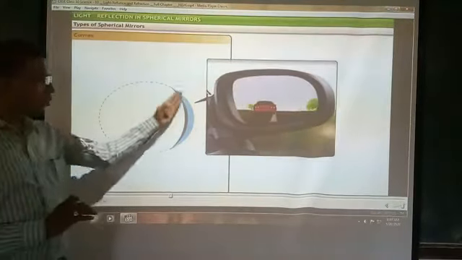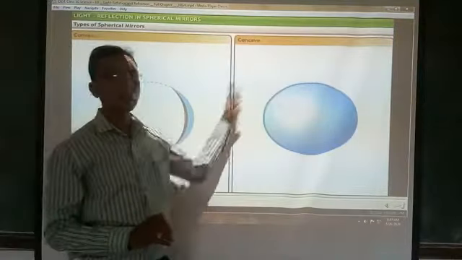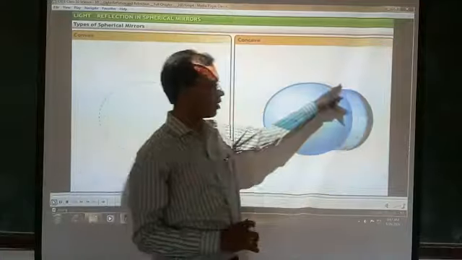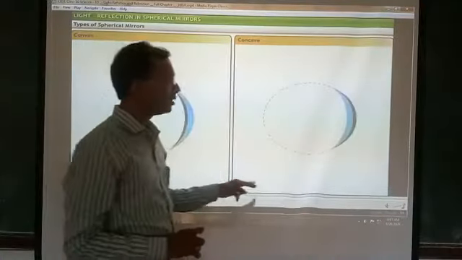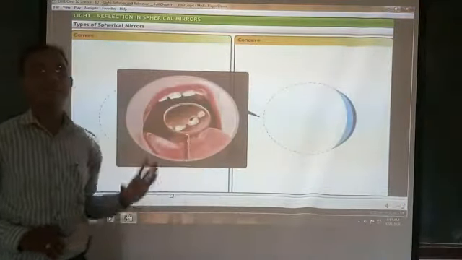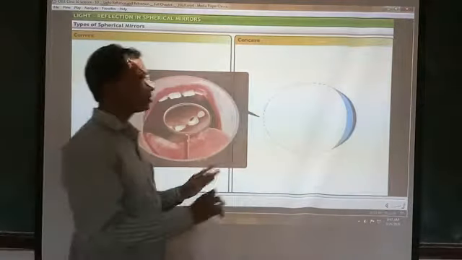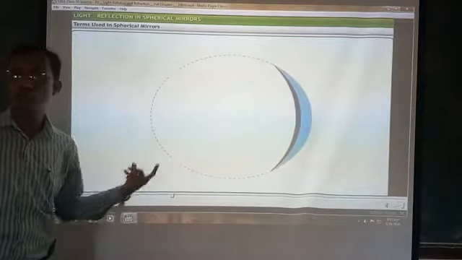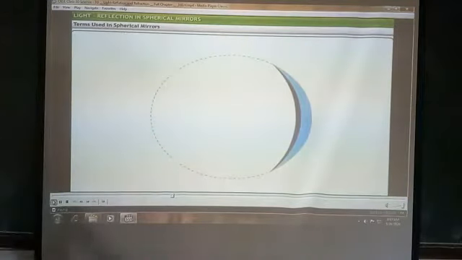Convex mirror is generally used in vehicles. While the concave mirror is obtained such that inside the curve it will reflect, and the outside of the curve is the colored portion. This concave mirror is generally used by dentists and doctors.